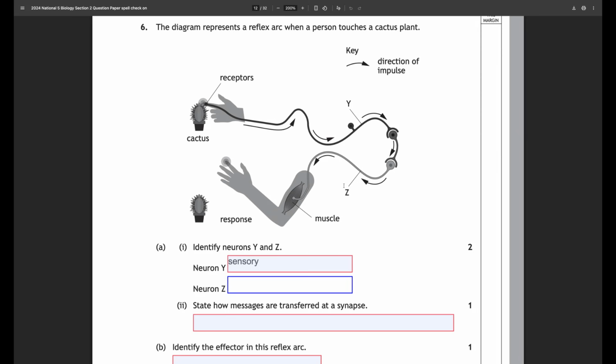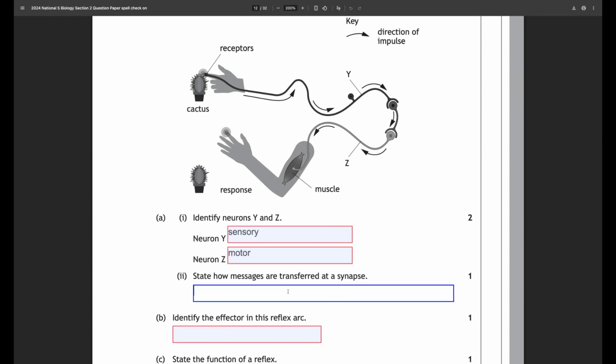And Z, we can see from this diagram, is the neuron that goes from the CNS back out towards our effector here that's going to carry out our response. So that's going to be the motor neuron, okay? Because in the CNS here in the middle, we have the interneuron. So S-I-M, sensory, inter, motor, okay? And that's an easy 2 marks for us if we remember that.